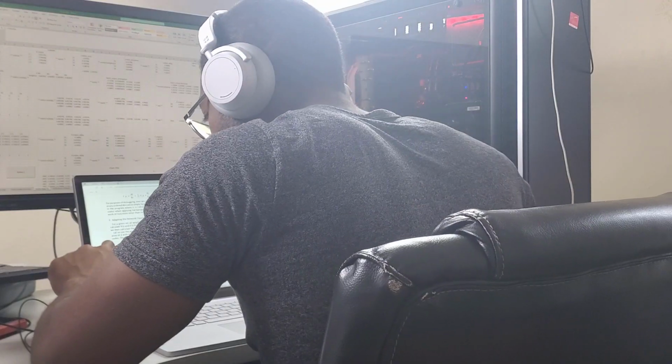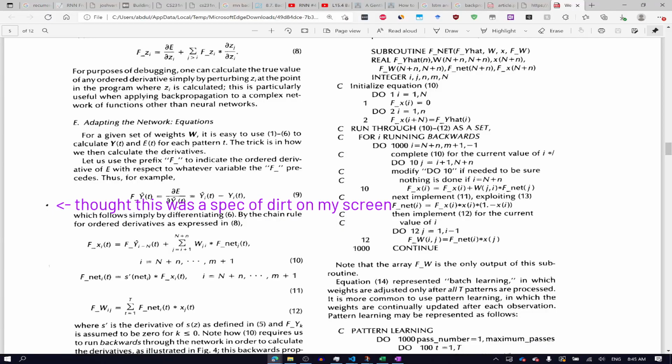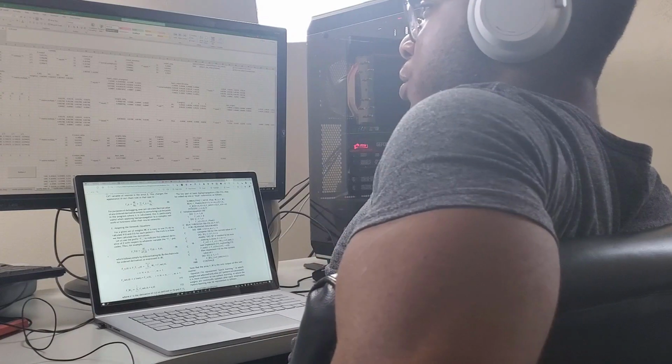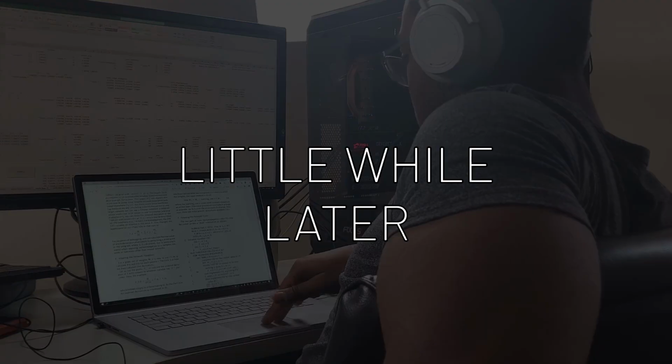My secondary camera, just in case I need B-roll footage. Oh, is that a speck on the... I thought that was a speck on my computer. That's how old this paper is, eh? The virtual termites have already gotten to it.